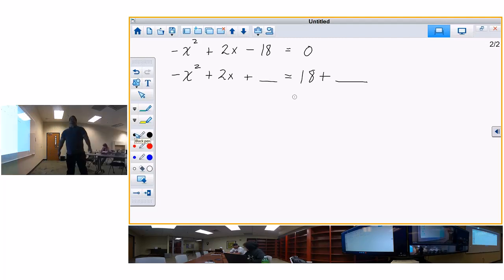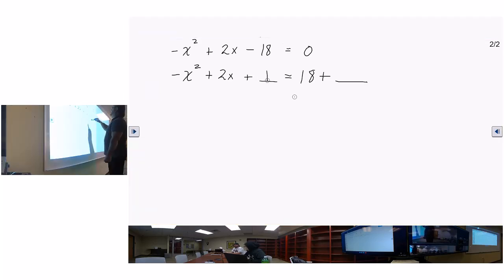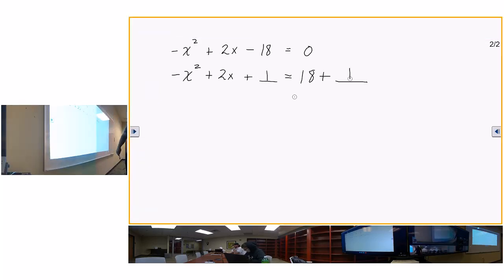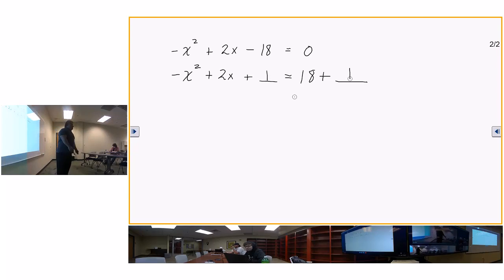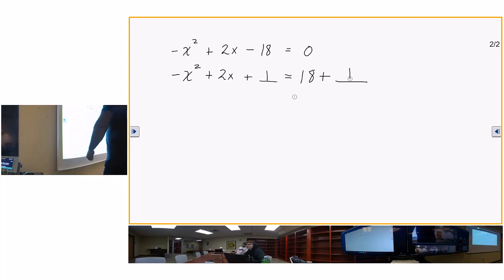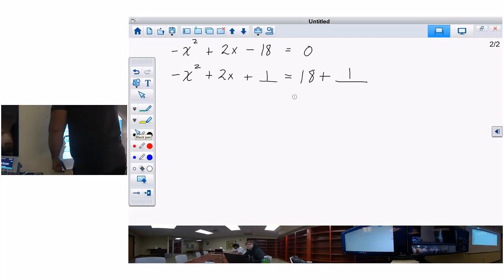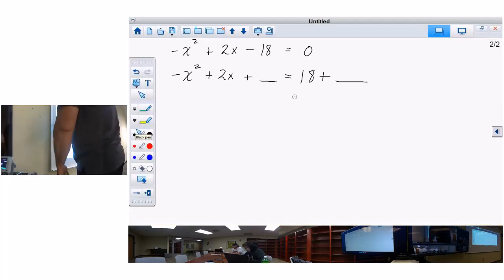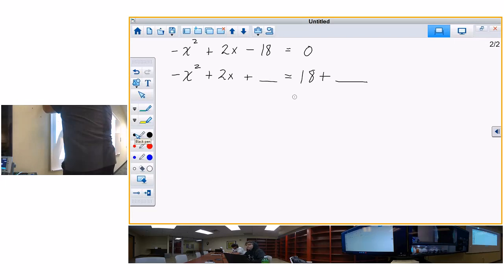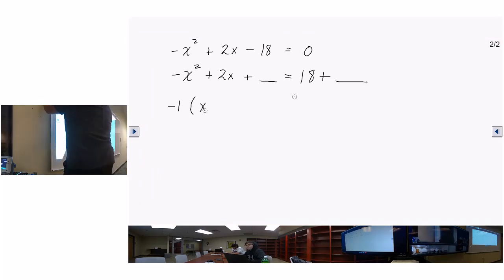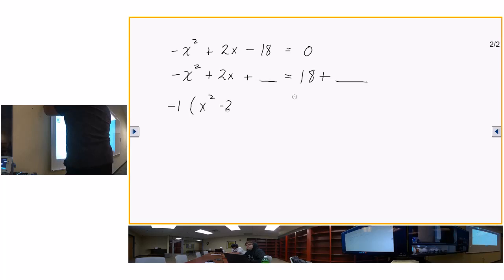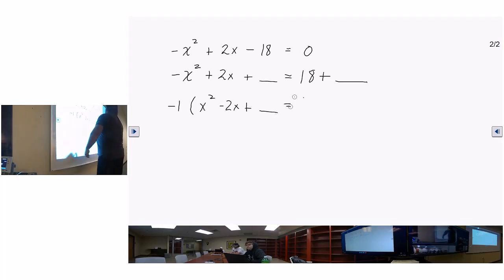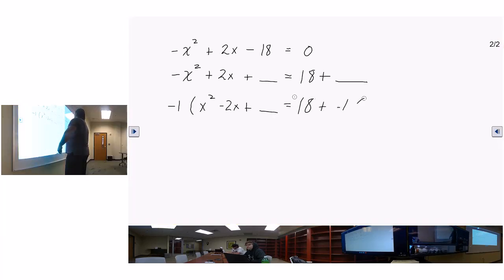Half of 2 is what? 1. 1 squared is? Hubert, this can't be a 6. Yeah, it can. Factor out a negative. Oh, I'm sorry, I didn't factor out a negative. My bad. I suck. Factor out a negative. I just did that on purpose. So negative 1 here. That's going to be x squared minus 2x plus blank is equal to 18 plus negative 1 times blank.